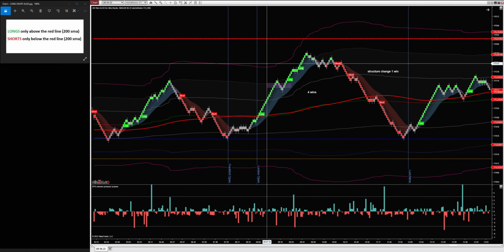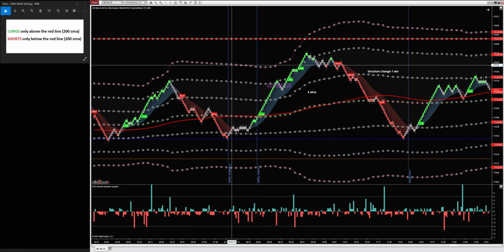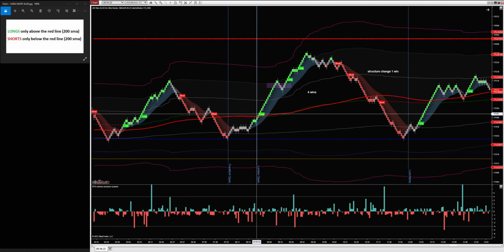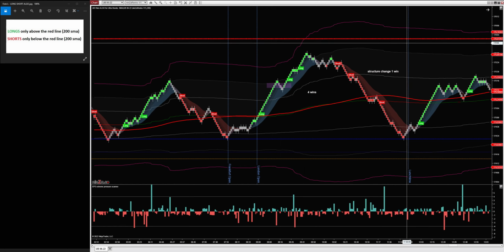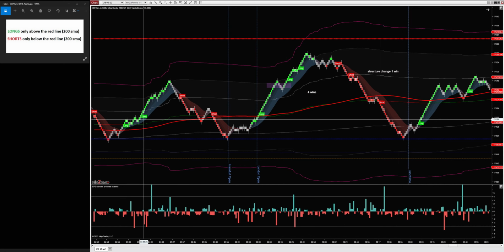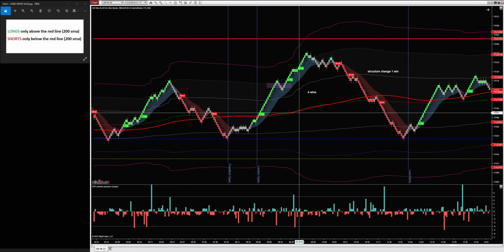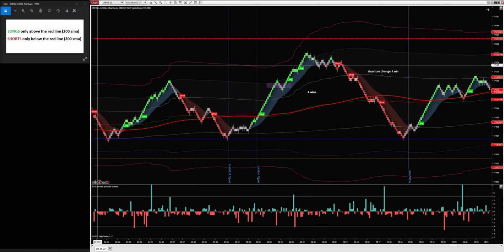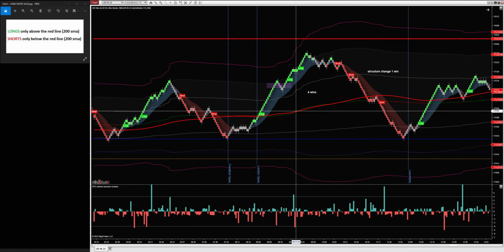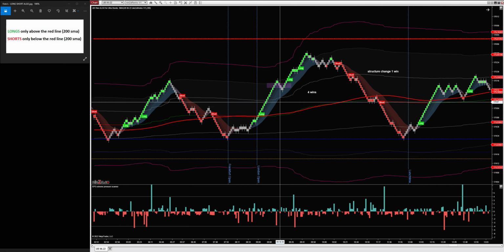Of course, this is the VWAP here in the middle. The standard deviation levels we use just to know where price is, and the red line is a 200 simple moving average. Simple rules: if price and signals are above the 200 SMA, we only take the longs. If we are below the 200 SMA, we only take the shorts.